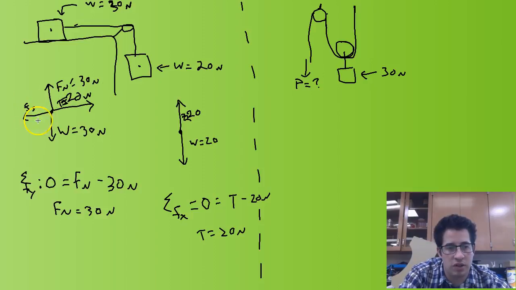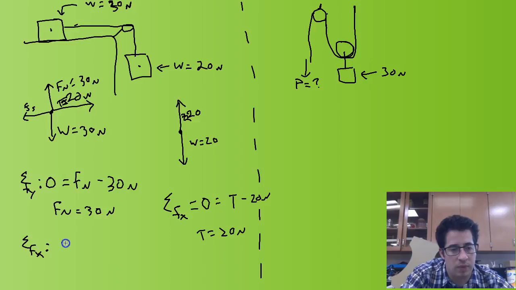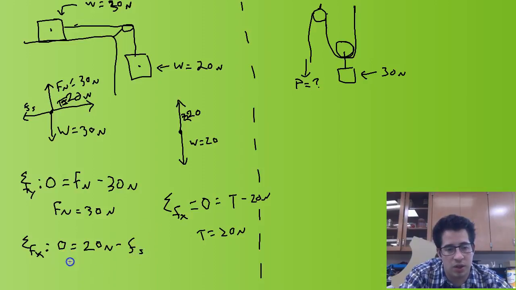And then we want to solve for the static friction there. Okay, same thing, sum of the forces for x. We'll say 0 equals the tension of 20 newtons minus our static friction, and say static friction then would be equal to 20 newtons. Okay.